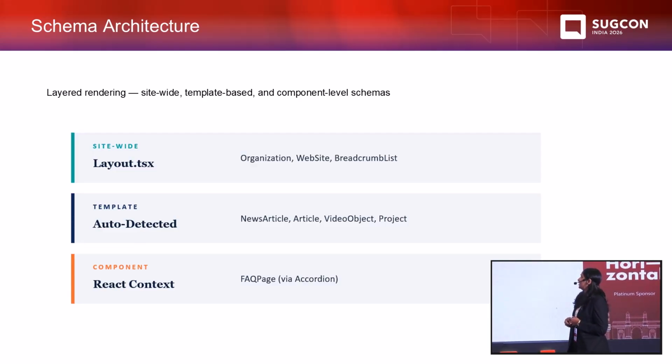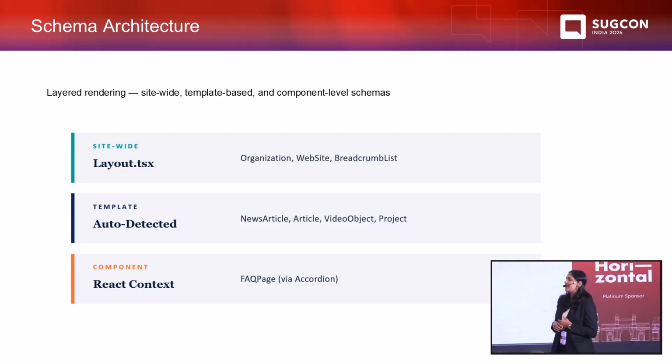Second is a template layer. So basically it is auto-detected. For example, for the news page, article page, video page, and project page, it will auto-detect the template and it will pull the data automatically, and we will get the schema based on the page level.